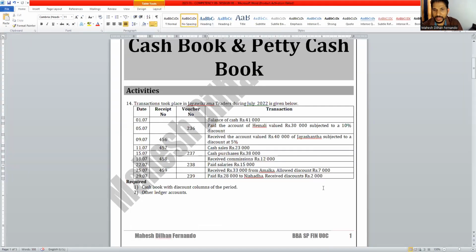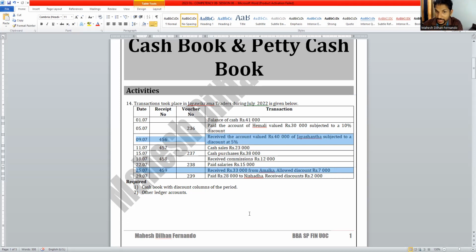Please observe the two different ways where I have given the collections from trade receivables. First one is 9th of July, and the next is 25th of July. Read it very carefully. On 9th, I said, received the account valued 40,000 of Jayashanta. So 40,000 is the balance of Jayashanta's account. And the transaction on 25th, received 33,000 from Amalka.